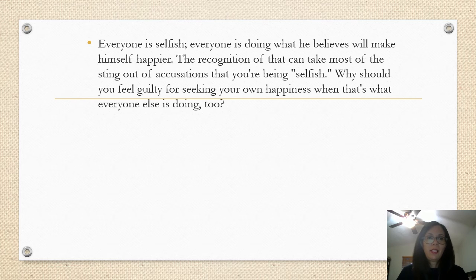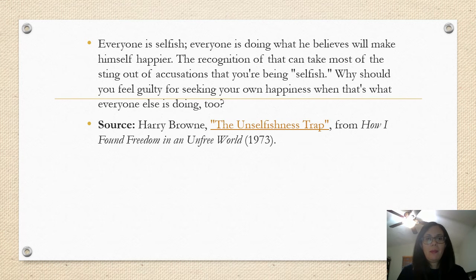In our next example, it's pretty easy. The stress here is everyone is selfish. Everyone is doing what he believes will make himself happier. Why should you feel guilty for seeking your own happiness when that's what everyone else is doing too? Okay, everyone. Clearly the appeal here is appeal to popularity. If there was a statistic, a survey to back this up, it could make this a lot stronger. As it stands here, it is unwarranted.